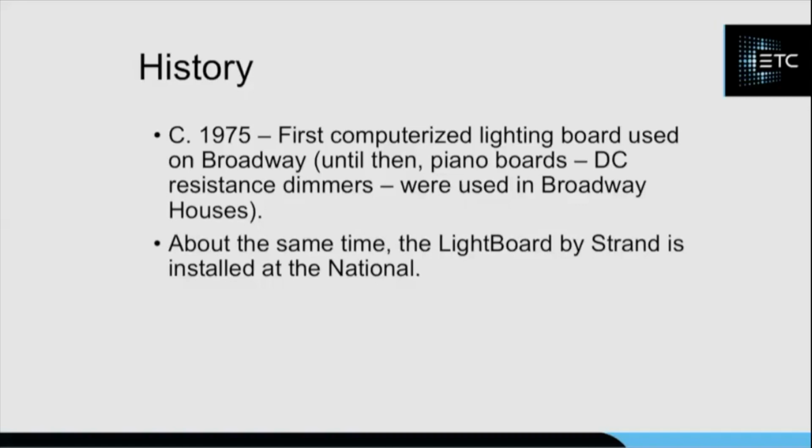depending on your age. So computerized control consoles started showing up around 1975. The first one was used in New York, in the States on A Chorus Line, as everyone knows. About that same time, the light board from Strand was installed at the National in London. And things sort of took off from there.